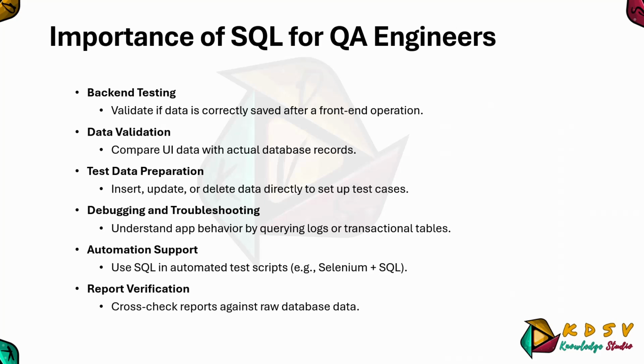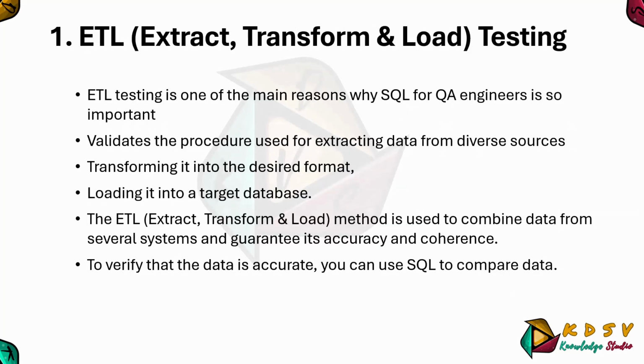Let me explain all these points with some use cases and examples. The first example is ETL testing. ETL stands for extract, transform, load, and it is all about moving and shaping your data. Extract means get data from different sources, database or files or API. Transform means clean, convert, and restructure the data into the right format. Load means insert into the final destination like a data warehouse or reporting system. QA engineers test this pipeline to ensure data accuracy, consistency, and integrity.